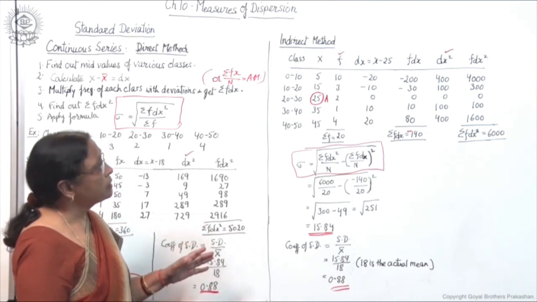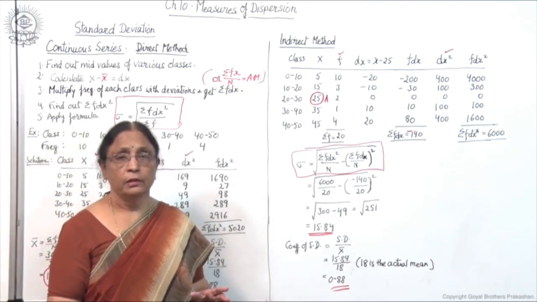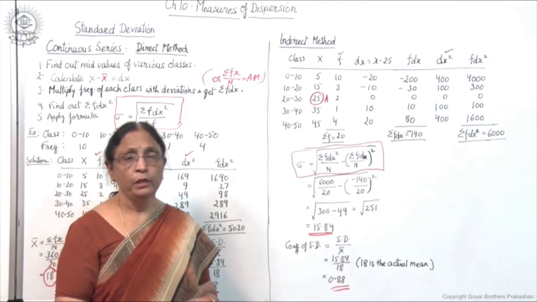right. So this is indirect method, or doing calculation by taking out the assumed mean or taking out the deviations through the assumed mean.